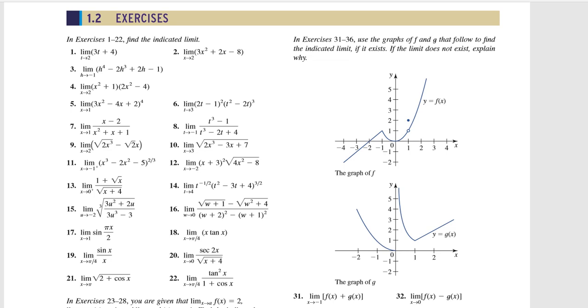Same thing with number 22. You plug in pi over 4. You get your tangent of pi over 4 is 1. So the numerator is 1 squared, 1. The denominator is 1 plus cosine of a 45-degree angle, pi over 4. Cosine of pi over 4 is going to be square root of 2 over 2. So that's going to be 1 plus root 2 in the bottom, 1 on top. So you can see these are all direct substitution.